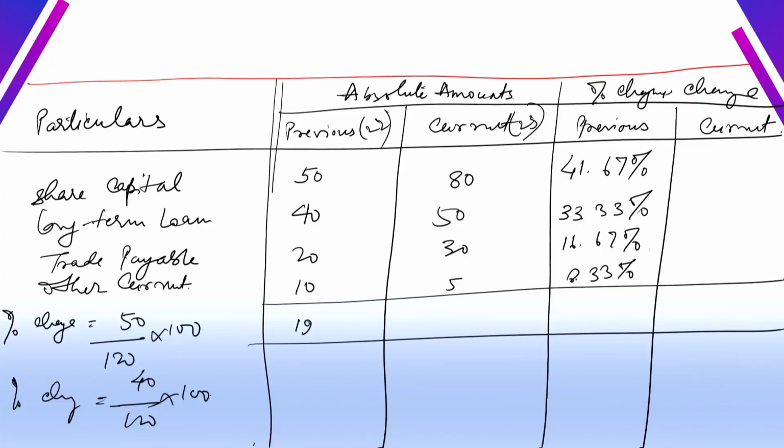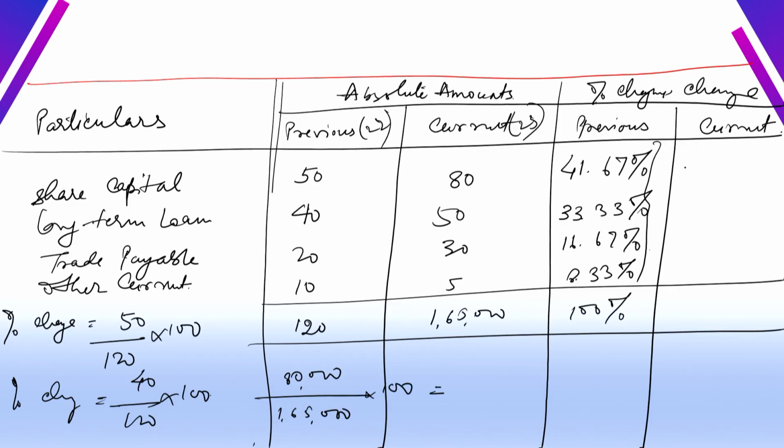By totaling, for the previous year it is 1,20,000 and for the current year it is 1,65,000, and when you add all these up, it should come to 100%. Similarly, we will do the calculations for the current year: 80,000 for share capital and the total amount is 1,65,000, and this is a percentage of 48.48%.